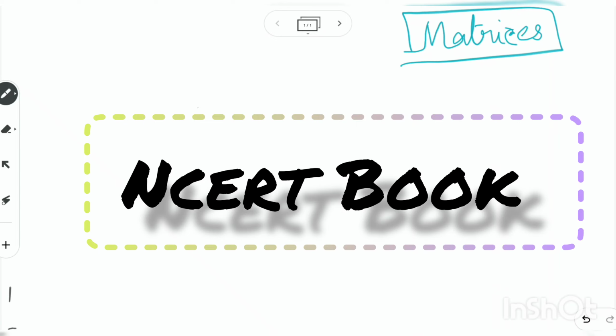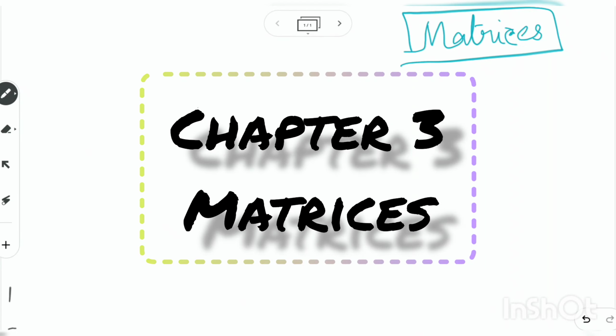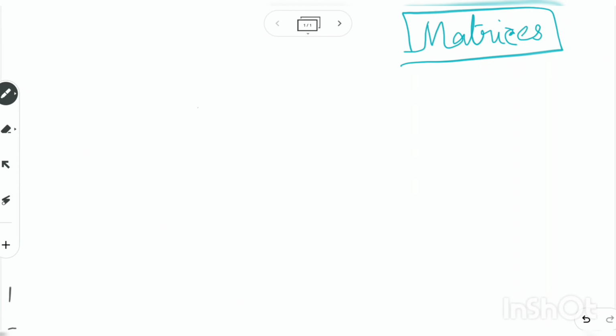So let's start our new chapter, that is matrices. In your book there's chapter 3 named matrices. So first of all, what is a matrix? What is the definition of a matrix?